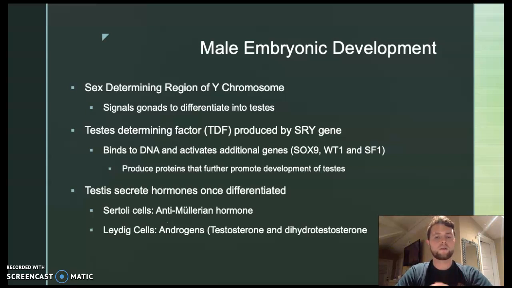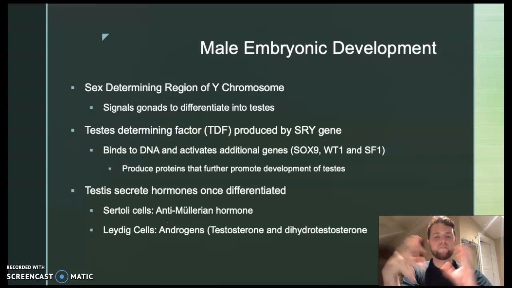So the SRY gene produces a protein in males called testis-determining factor, which binds to DNA and activates other genes in turn, specifically SOX9, WT1, and SF1. And all of those genes produce proteins that help develop the gonads into testes.